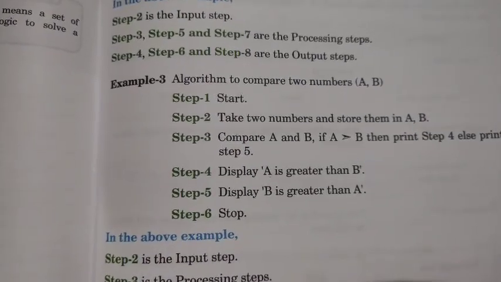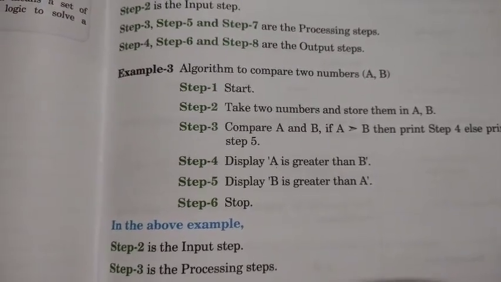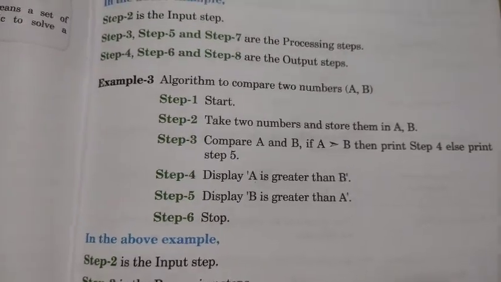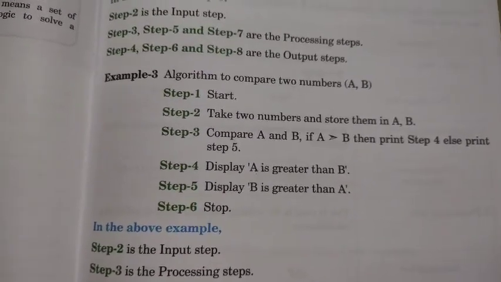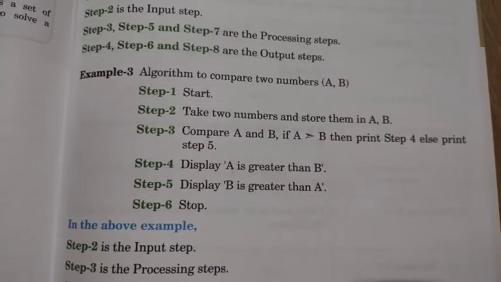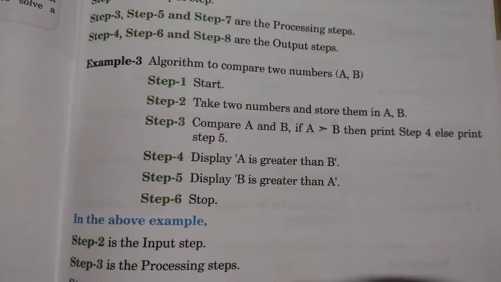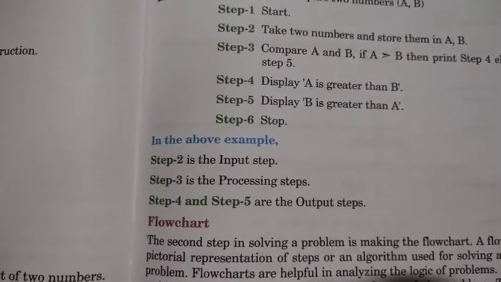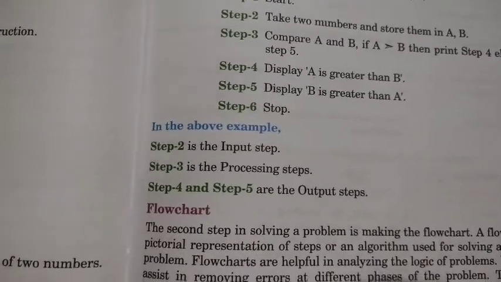So example 3, algorithm to compare 2 numbers A and B. Obviously, what will be step number 1? Start. Okay, step number 2, take the 2 numbers and store them in A and B. What will be step number 3? Compare A and B. If A is greater than B, then print step number 4, else print step number 5. Display A is greater than B, display B is greater than A. Okay, so what will be the last step? That is the stop step. So in the above example, step 2 is the input step, step number 3 is the processing step, step number 4 is the output step.